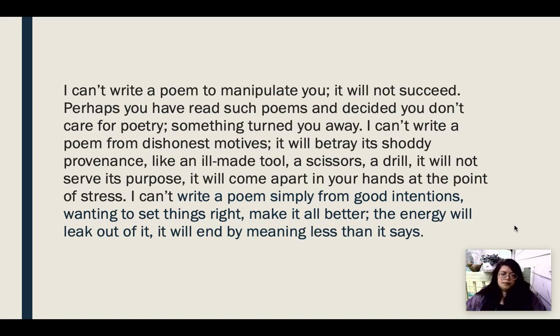I can't write a poem simply from good intentions, wanting to see things right, to make it all better. The energy will leak out of it, and it will end by meaning less than it says. I think that might be a typo, but it might not be. I can't write a poem simply from good intentions, wanting to set things right, make it better. The energy will leak out of it. It will end by meaning less than it says.